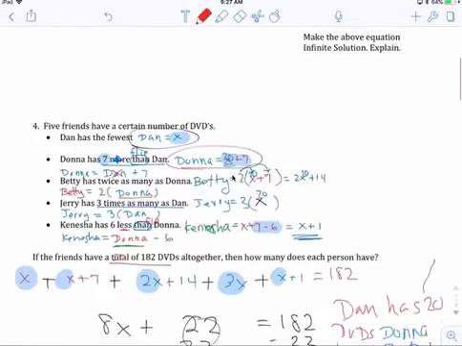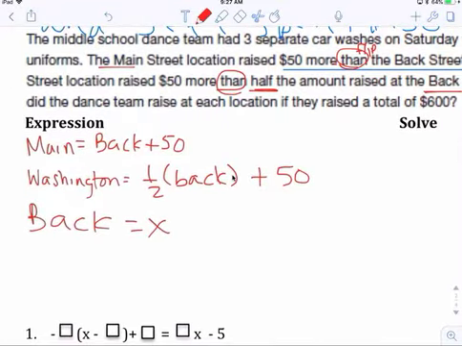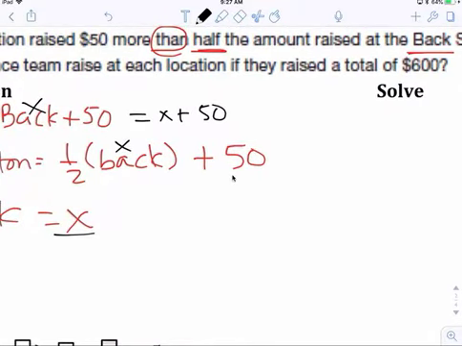We did these in class. I went slow on these, hoping you'll get it. If not, we did this in class, so back, go, this is x plus 50. Back is x, so this is 1/2 x plus 50, and that's x.